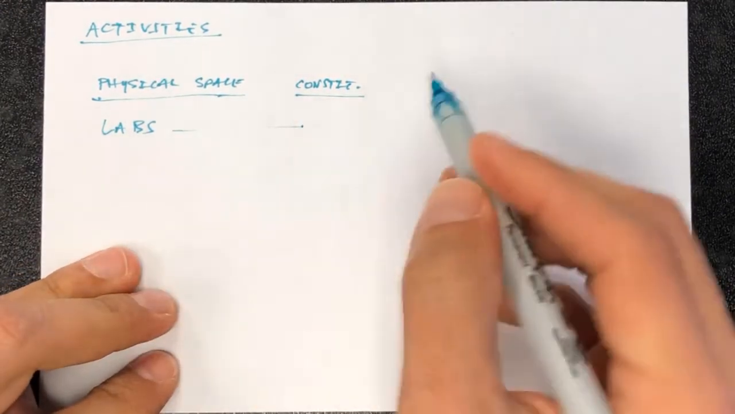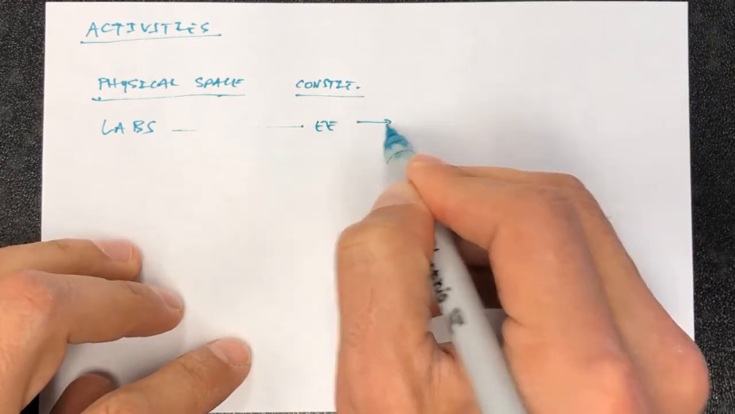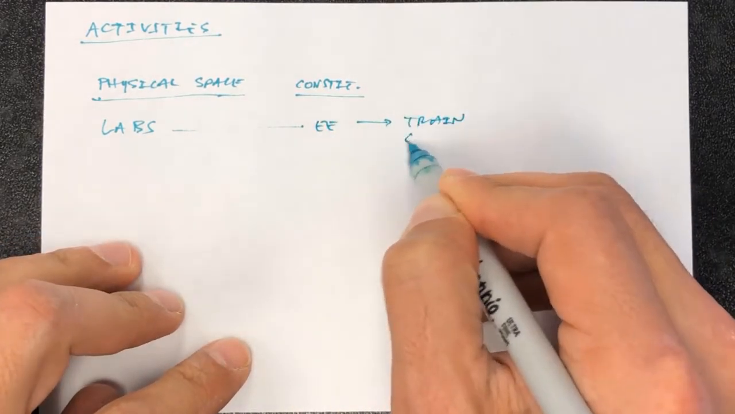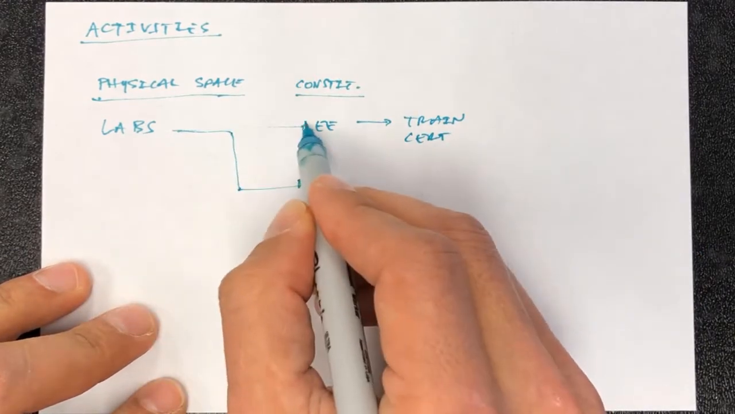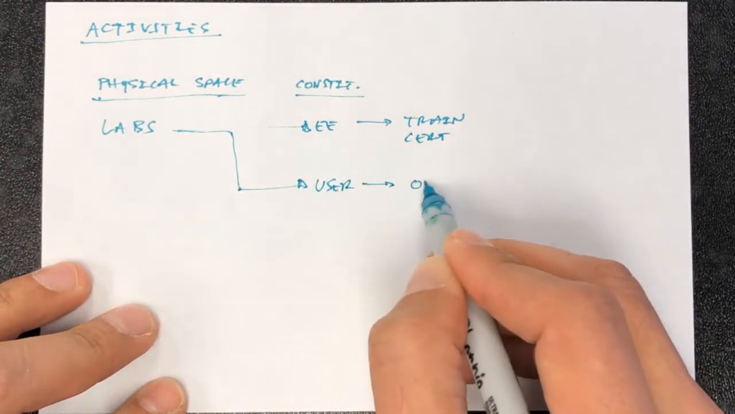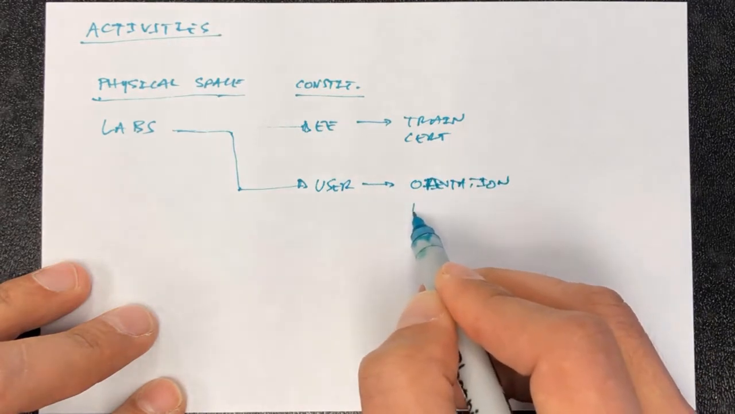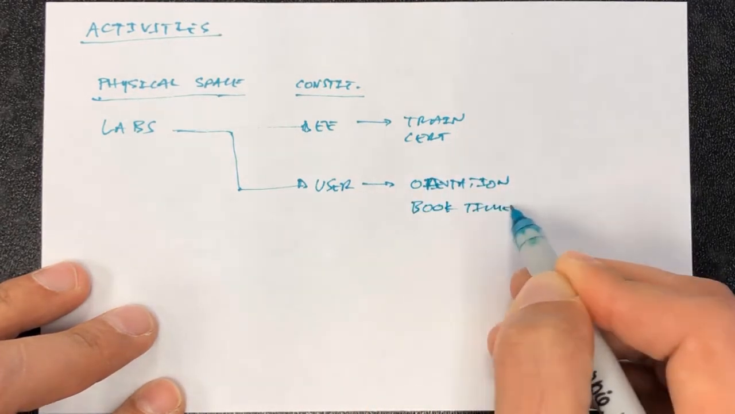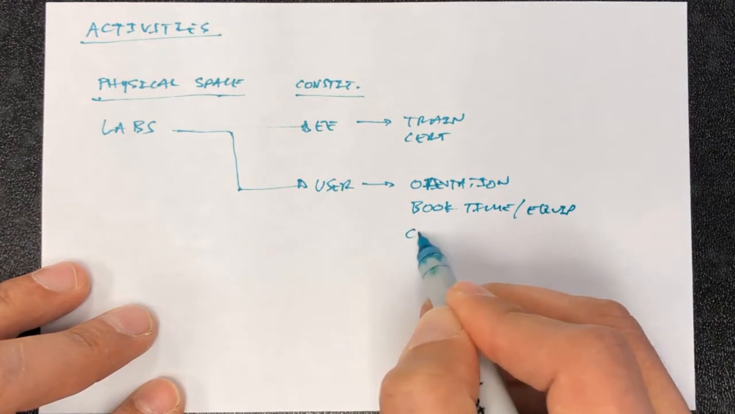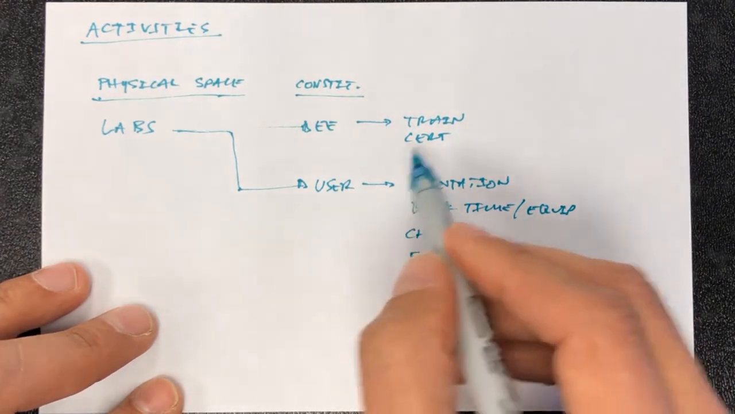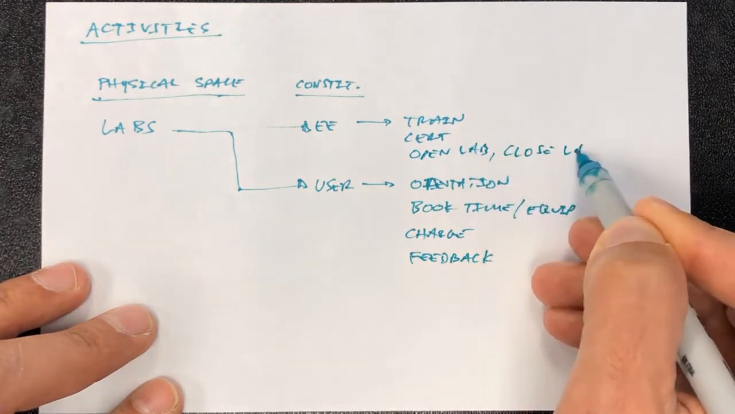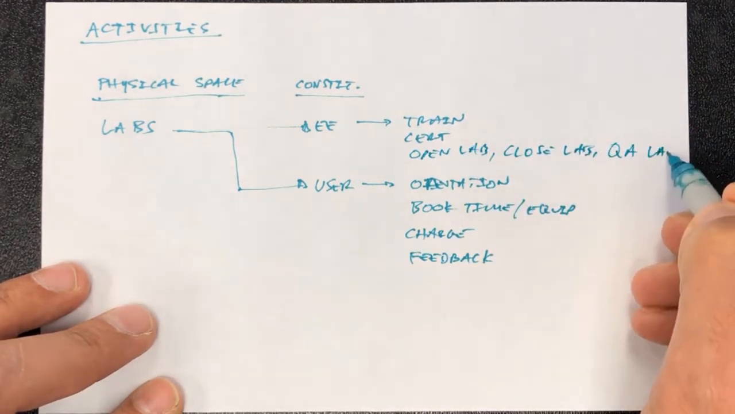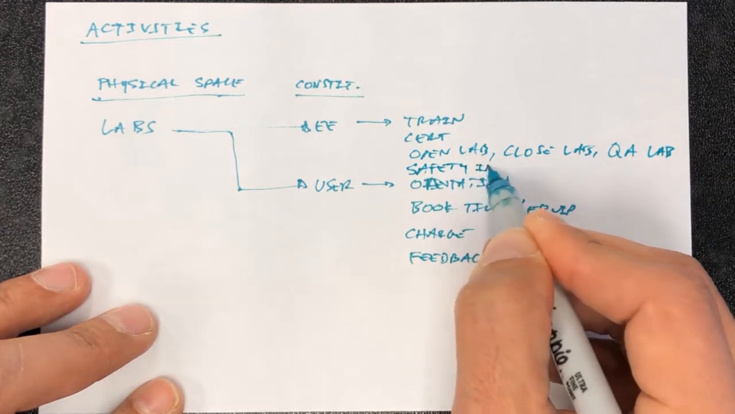So let's say we're talking about labs, and now we're talking about employees. We're going to have some kind of training, some kind of certification. Maybe we're talking about labs and a user. Again, there's going to need to be an orientation. Maybe they're going to have to book time or space or equipment. Maybe we're going to want to charge them. Maybe there's feedback. For the employee side, maybe there's opening the lab, closing the lab, and QA of the lab. Maybe there's a safety inspection that we want them to do.